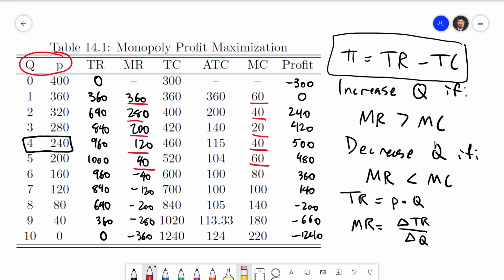Notice that revenue is maximized at 5 quantity and 200 price. This shows us that maximizing revenue and maximizing profit do not happen at the same place. In the next video, we will make things a little bit more complex by maximizing profit algebraically and graphically.